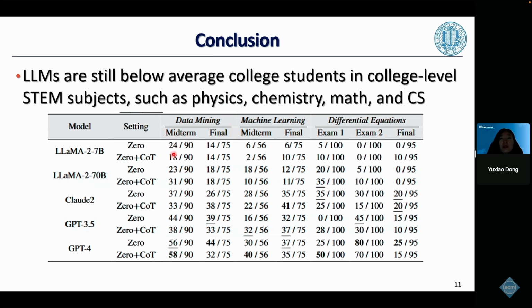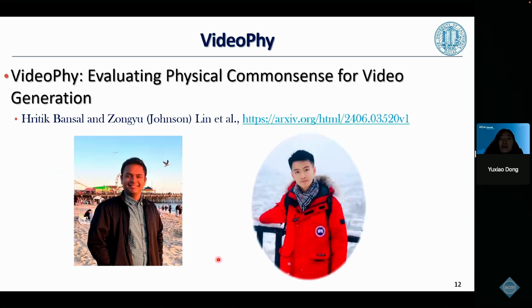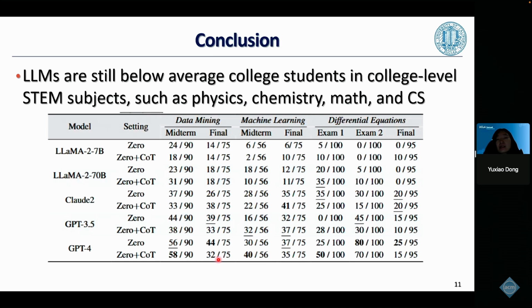They are doing worse than the average college student who takes our classes. For example, for the data mining class, on the midterm the LLM scored 58, and on the final it's just 32 out of 75, much, much worse than the average college student. So for the first example, we can say that if we ask them to solve complex tasks involving some kind of task decomposition and very hard reasoning, then usually it is not ready yet.